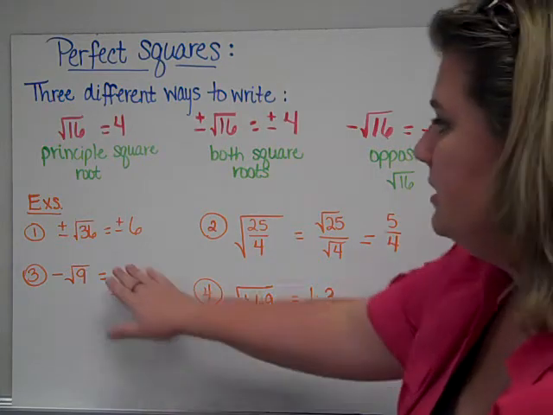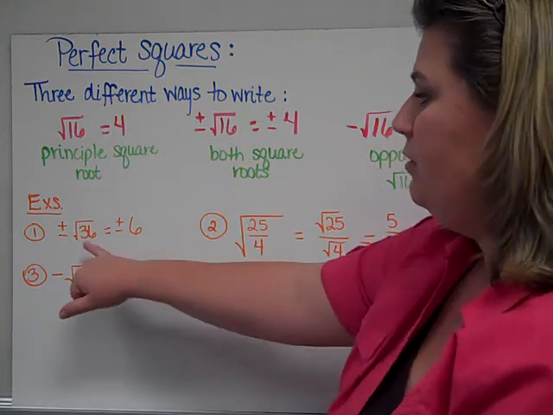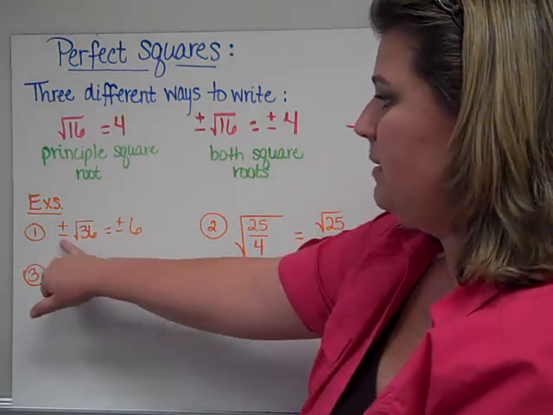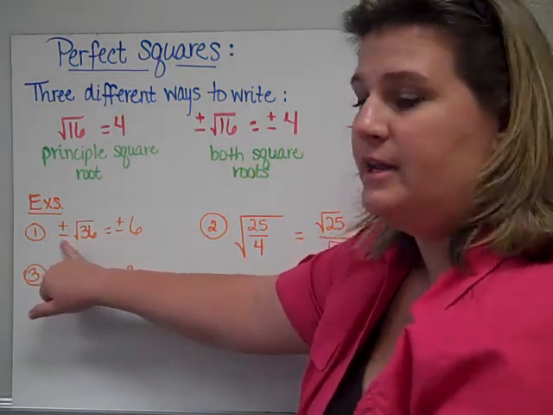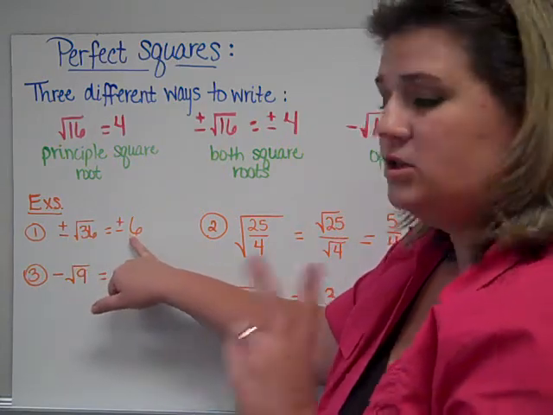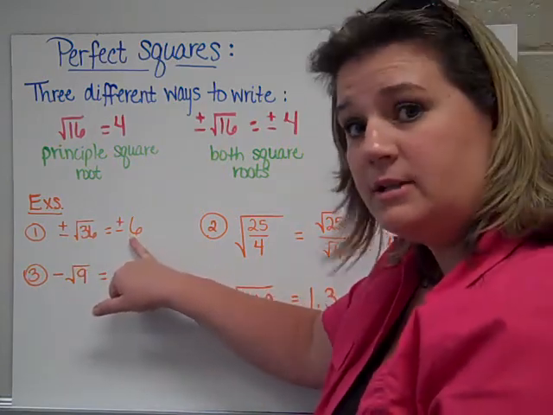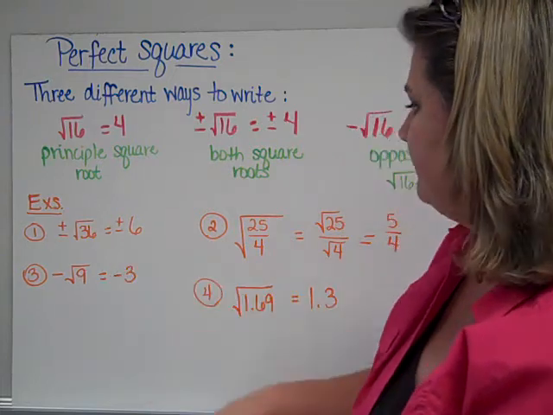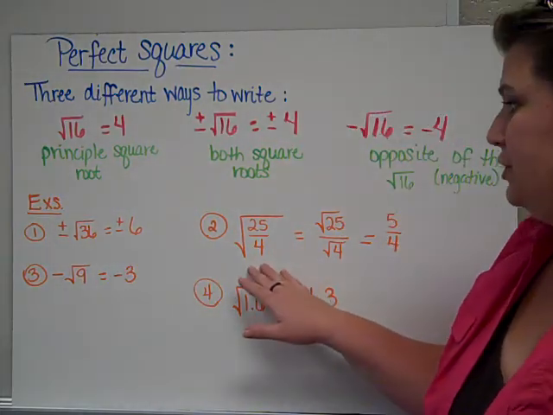Okay? So let's look at some examples. The square root of 36: remember, by default there's a positive and negative already out there. So we know that there are 2 roots to the square root of 36, which are positive 6 and negative 6.